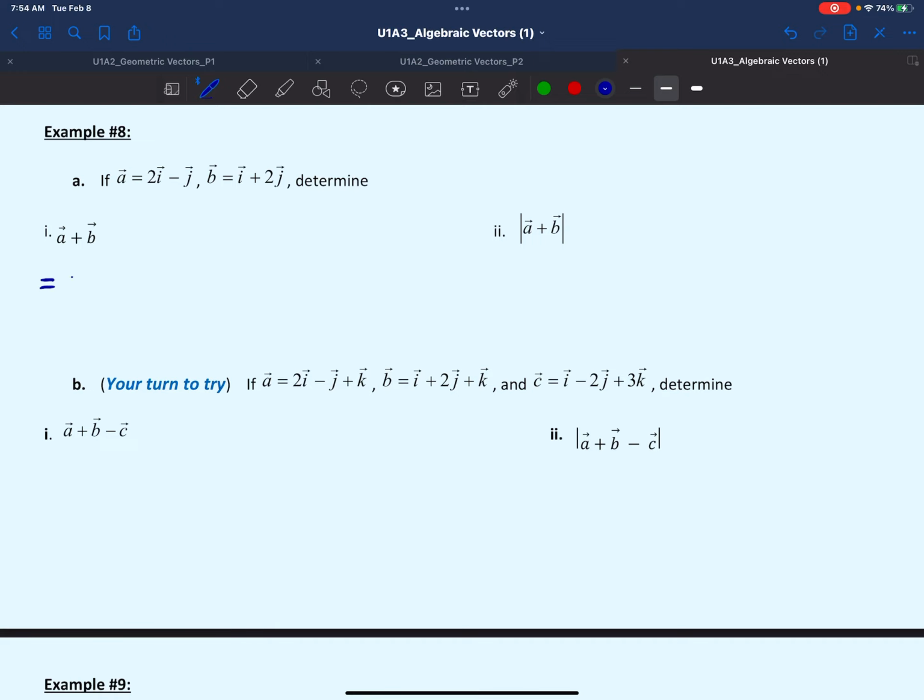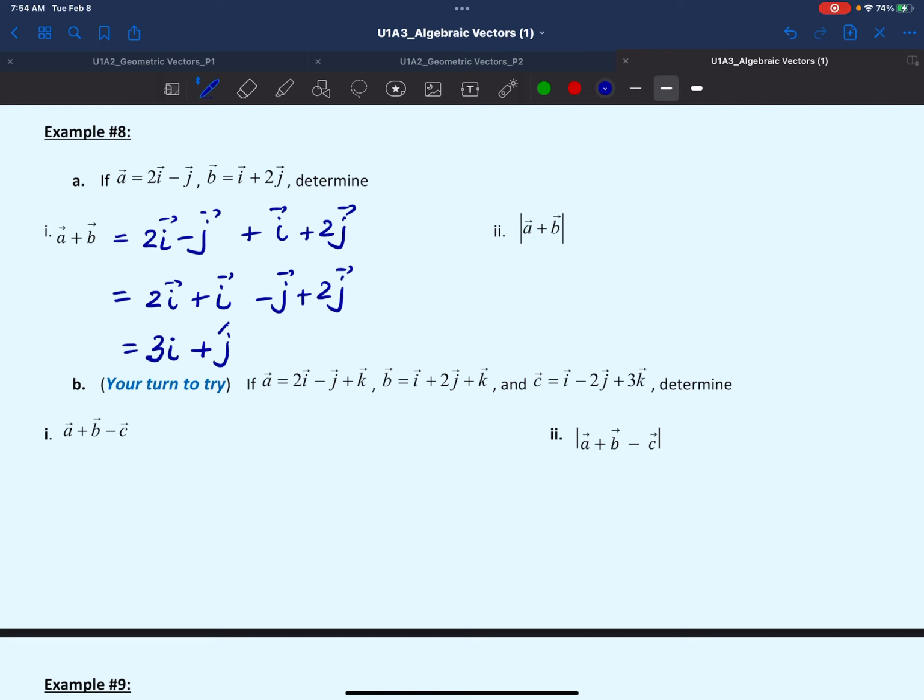So A plus B would be equal to, I'm going to start with 2i minus j plus 1i plus 2j. We add the i's to the i's and the j's to the j's. So we have 2i plus i, minus j plus 2j. And simply operate with coefficients here. We have 3i and then plus 1j.